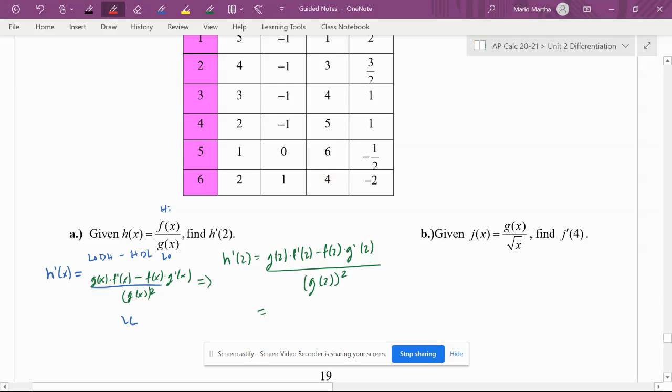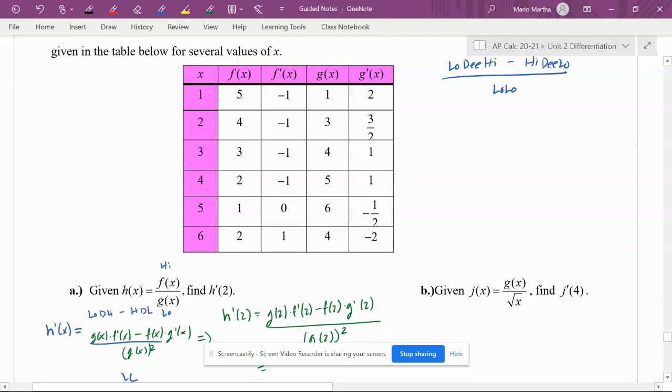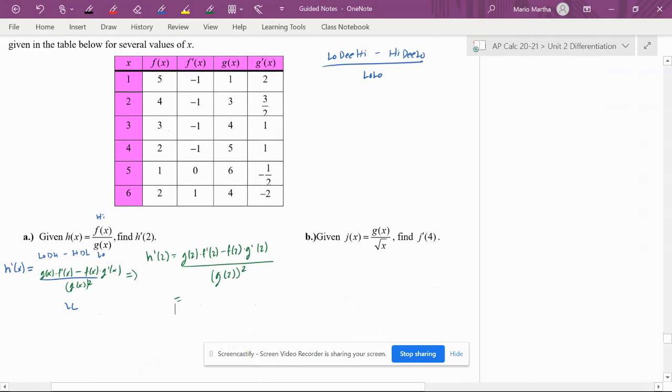So g of 2 is, let's look at our table right there. g of 2 is positive 3. So that would be positive 3. f prime of 2 would be negative 1. f of 2 is equal to positive 4, so minus 4. g prime at 2 is 3 over 2, so 3 halves. And then everything divided by g of 2, which is positive 3 quantity squared.